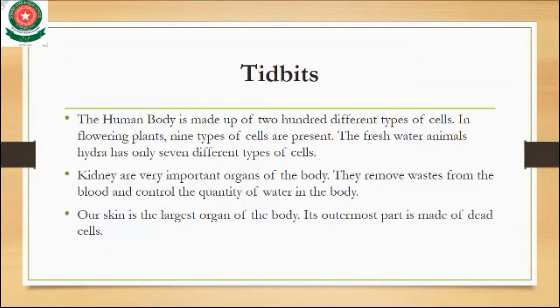And the next information is about skin. Our skin is the largest organ of the body. Its outermost part is made up of hard dead cells. So the skin is the largest organ of our body, and its outermost part is made up of dead cells. And we make an effort to make our dead cells look nice. It is very strange that we make such an effort to make our dead cells look nice.